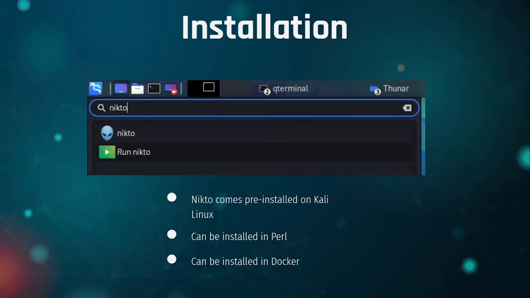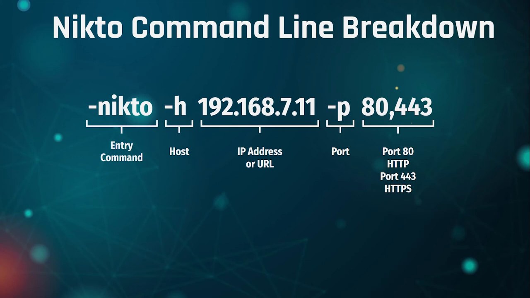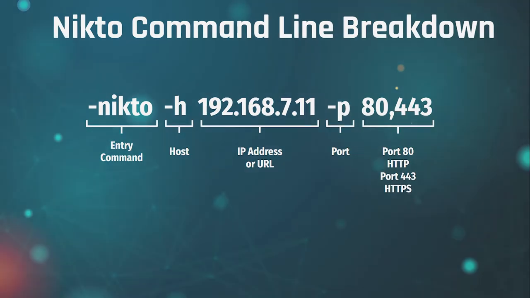Let's see a demonstration. The installation for Nikto is very simple. If you have a current version of Kali Linux, it will come prepackaged. Otherwise, if you have any other operating system, you could use Perl or Docker to run it in-house. All of the commands for running Nikto are done via command line. As you can see here, all you have to do is type -nikto, specify the host, an IP address or URL, then -p for the port, and specify 80,443 if you want both. If not, it defaults to port 80.